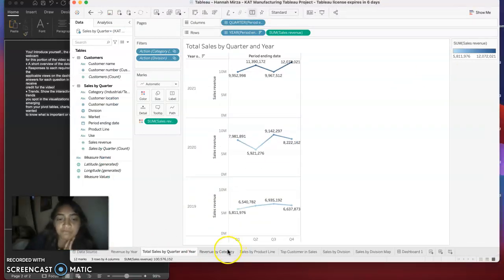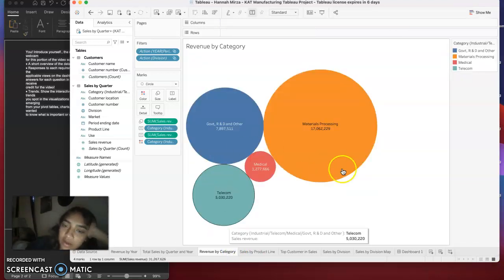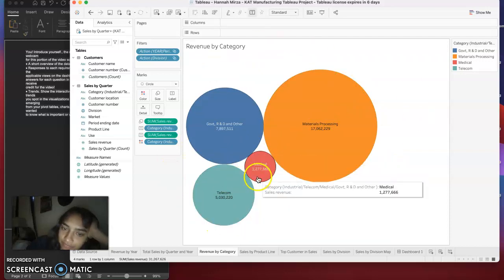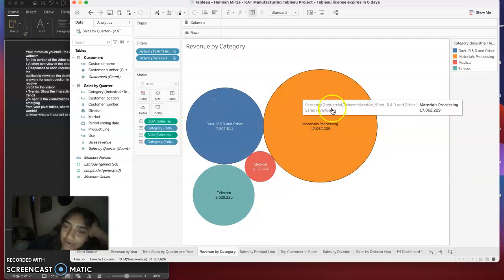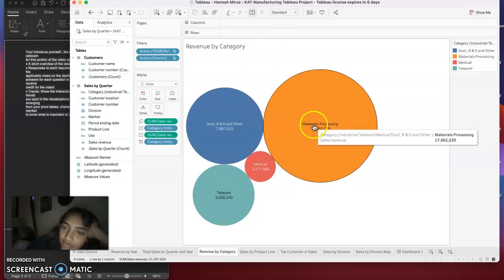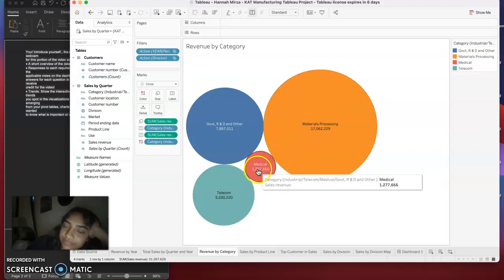Yeah, let's do that. Revenue by category. So this is the sales, what's doing significantly better, significantly worse within each category. So I thought it was really cool how this bubble graph shows, based on the size of the circle, how many sales there are. So, for example, the category materials processing had significantly more than the least, which was medical.